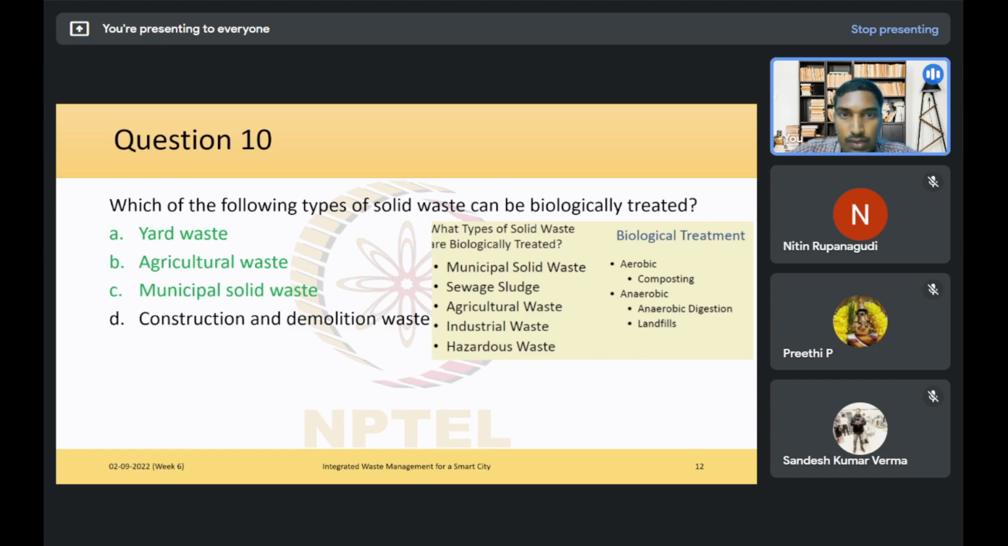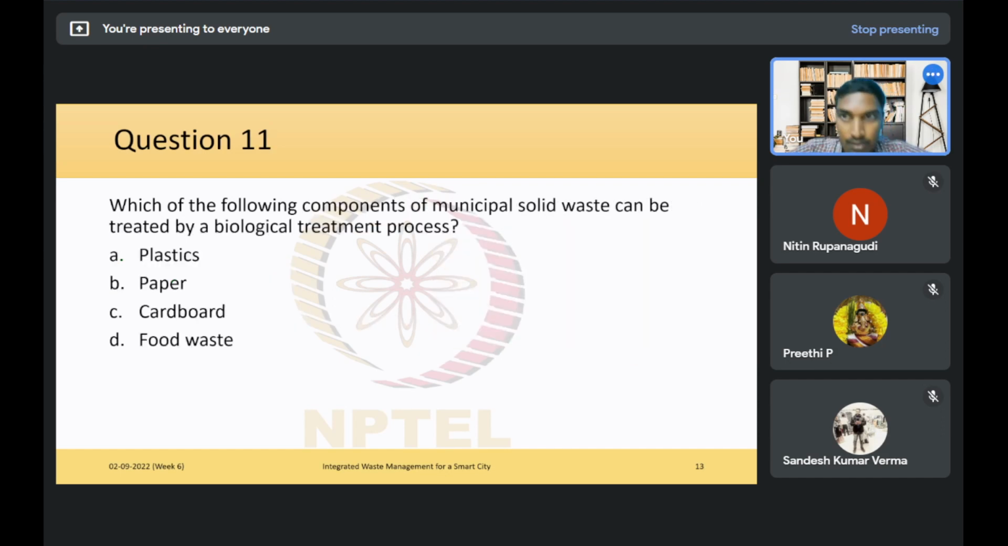Okay, so moving on to question number 11. Which of the following components of the municipal solid waste can be treated by a biological treatment process, right? So we are now talking about individual components. So the options are plastics, option B is paper, option C is cardboard, and option D is food waste. Again, we'll have to apply the same logic, right? We have to look at which of these contain organics, right?